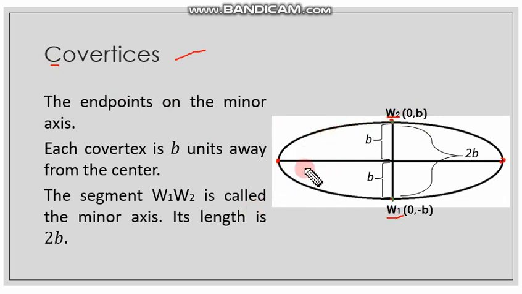So each co-vertex is B units away from the center. From the center to co-vertex 2, that's B. Center to co-vertex 1 is also B. So together, that's 2B. The length from co-vertex 1 to co-vertex 2 is 2B. And that's along the minor axis.